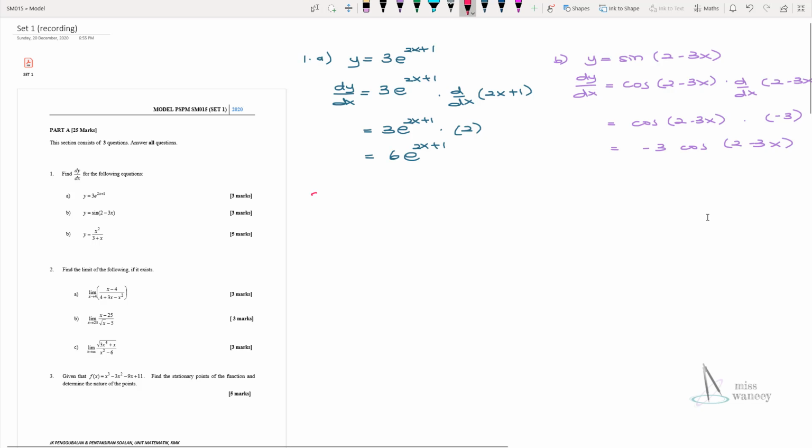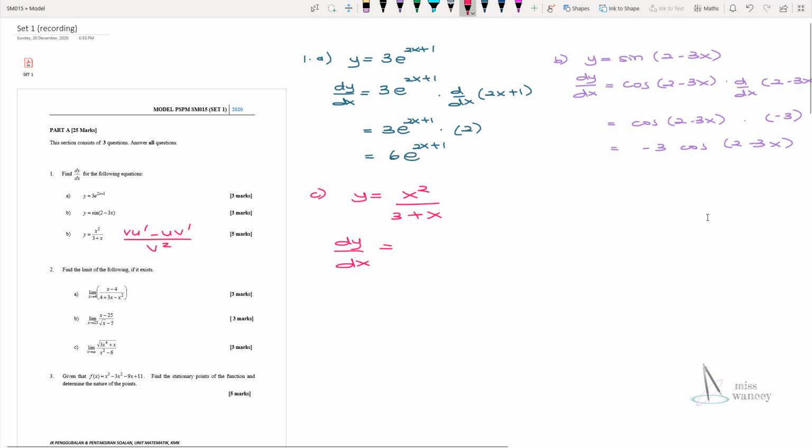Okay, so number 1C. We have y equal to x squared over 3 minus x. Obviously you have a fraction over here. Therefore, in order to differentiate them, I need to use the quotient rule. So it will be vu prime minus u v prime over v squared. Okay, so y is equal to x squared over 3 plus x. Let us calculate dy over dx.